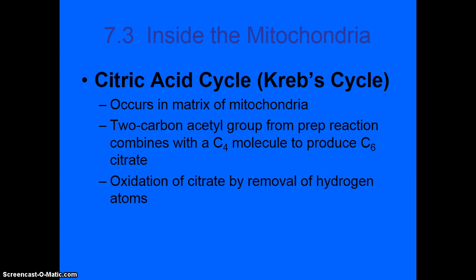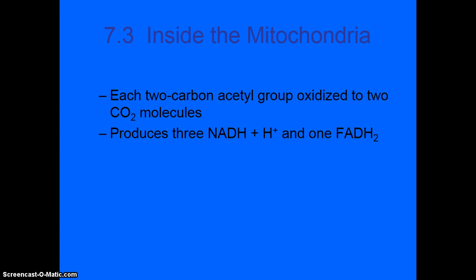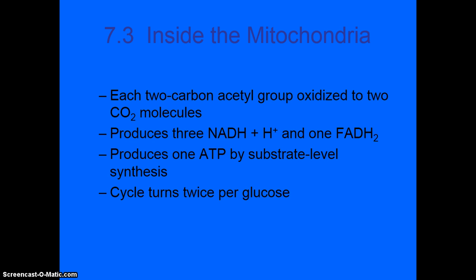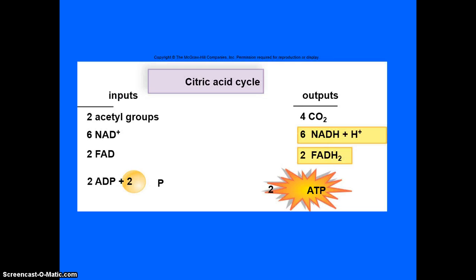Oxidation of the citrate is going to happen by removing the hydrogen atoms. Each of the 2-carbon acetyl groups oxidize to 2 carbon dioxide molecules. There's another waste product of carbon dioxide. This is going to produce 3 NADH and H+, and 1 FADH2 molecule, and also produces 1 ATP by substrate-level synthesis. This cycle is going to turn twice per glucose molecule. I'll show you a diagram in just a moment to see why it has to happen twice.